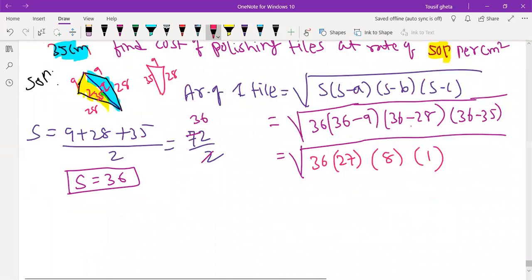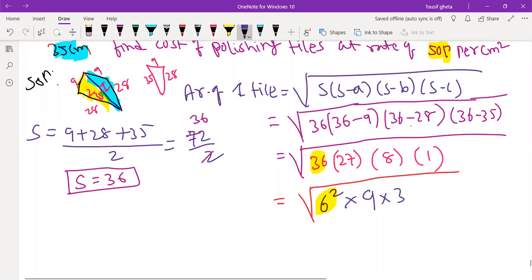So 36 is nothing but, I know 36 is the perfect square. Everybody knows 36 is the perfect square, correct? So I am going to write 36 as 6 square because 36 is the perfect square. Now next I am going to write this 27 as 9 threes because 9 is a perfect square. 8 I am going to write as 4 twos because 4 is a perfect square.